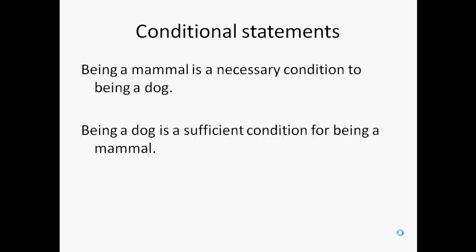Now, we can also think about necessary and sufficient conditionals. Necessary means that it is true and it can't be otherwise. Being a mammal is a necessary condition to being a dog. Okay? Being a mammal is a necessary condition to being a dog. If you're a dog, you have to be a mammal, so it's necessary. Being a dog is a sufficient condition for being a mammal. If you're a dog, that's sufficient to prove you're also a mammal, because all dogs are mammals.